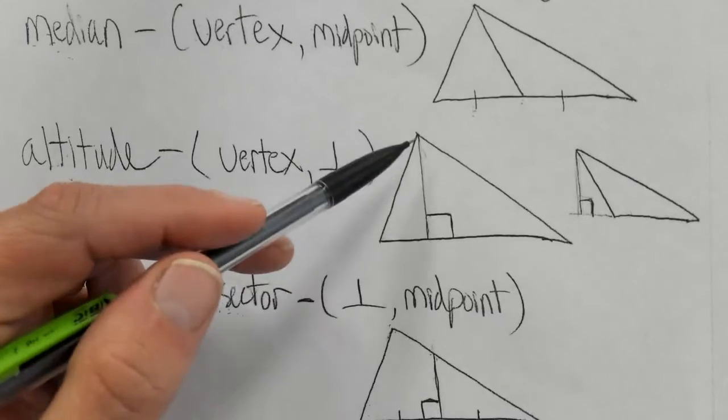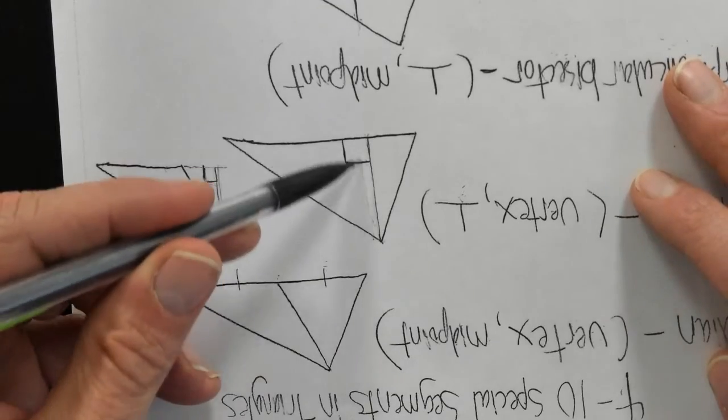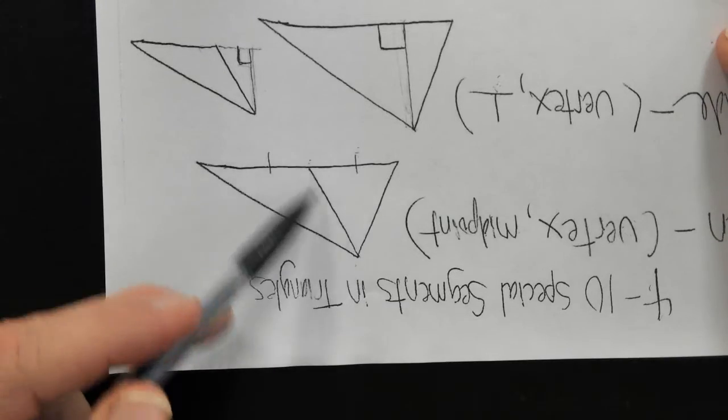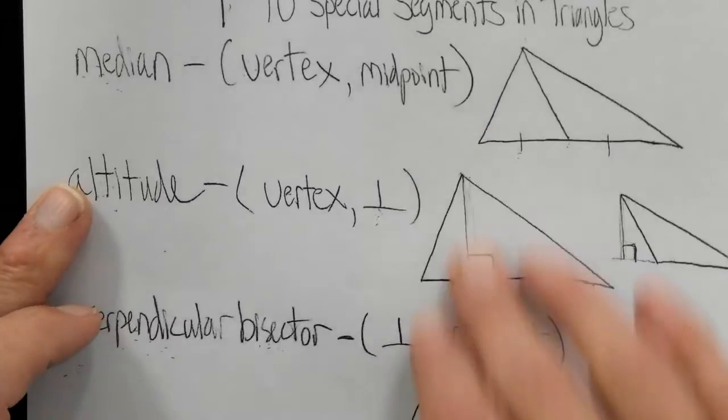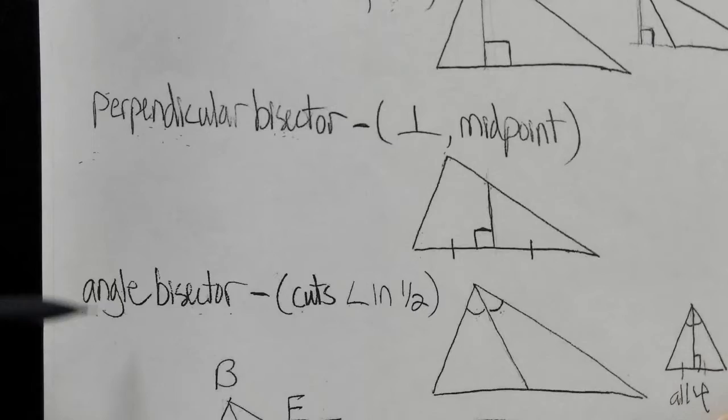Now, it doesn't always have to come down to the bottom side. If I turned it like this, upside down, that's still an altitude. That's still a median. So it doesn't necessarily have to come straight down is what I'm telling you.